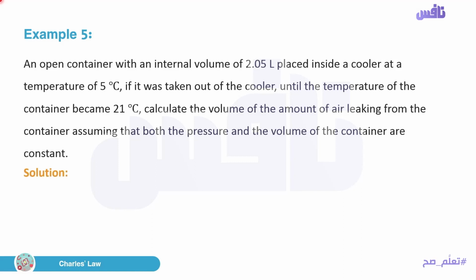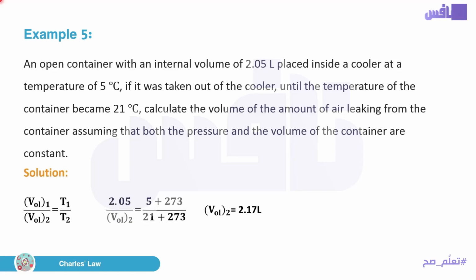So we have V1 over V2 equals T1 over T2. From the givens, V1 is 2.05, but we don't have the value of V2. So V2 is unknown, equals T1, which is 5 plus 273, over 21 plus 273. Using your calculator, the value of V2 is 2.17 liters.